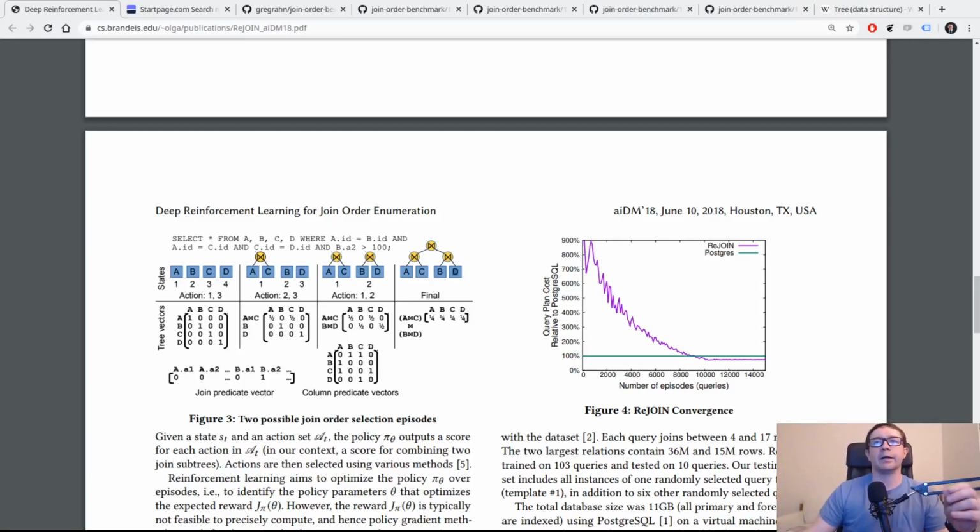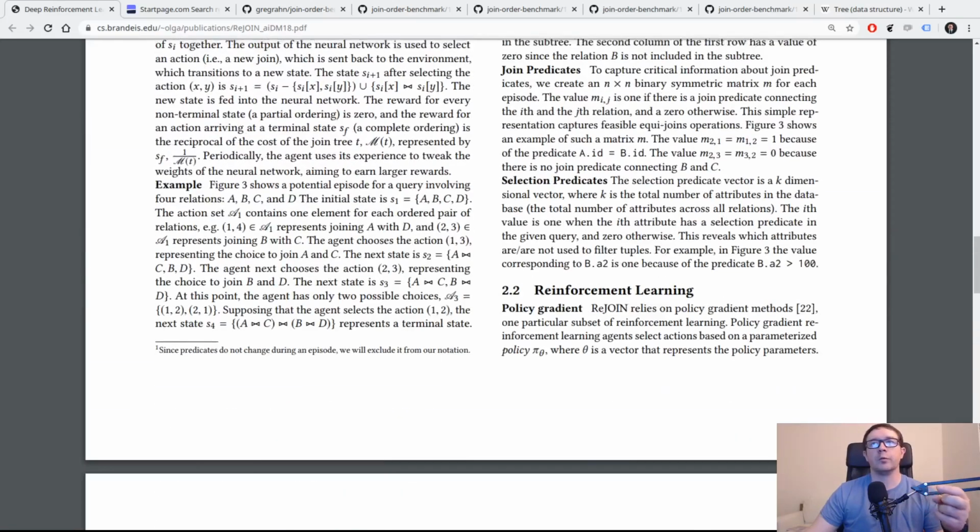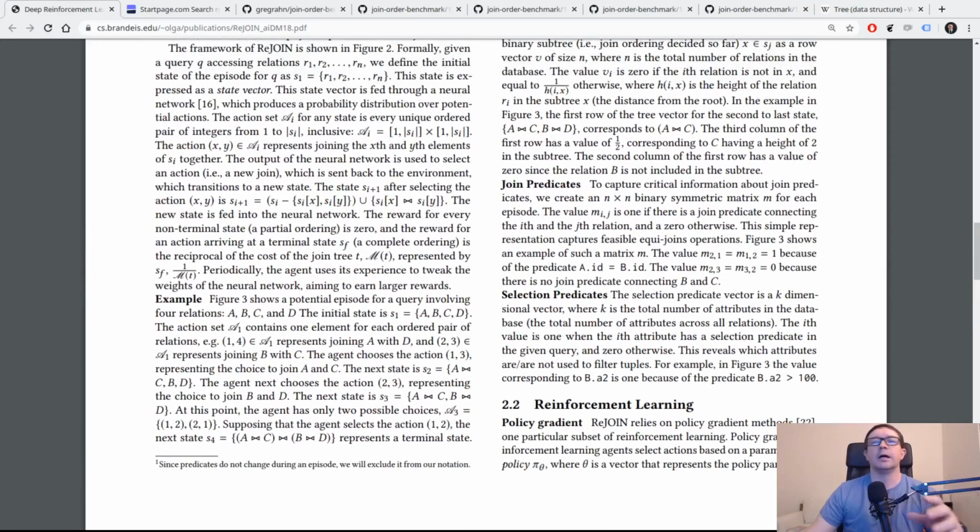What about anything else? We also have this b.a2 greater than 100. So let's scroll back up and think about that. And here's where I think they kind of screw up a little bit in their text, at least. So pay attention here. It says join predicates. It says to capture critical information about join predicates. In other words, a join predicate, if you don't know, a predicate is just a conditional. So join conditionals where A equals B, A.id equals B.id is a join predicate. And likewise, B to C or C to D, whatever they were.